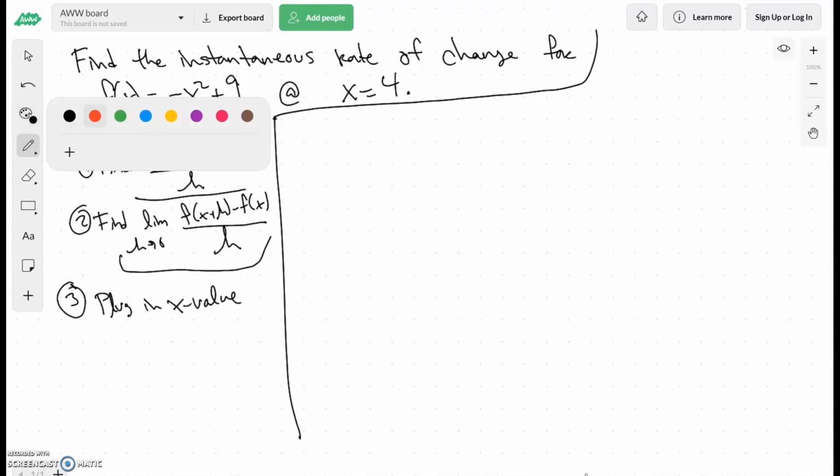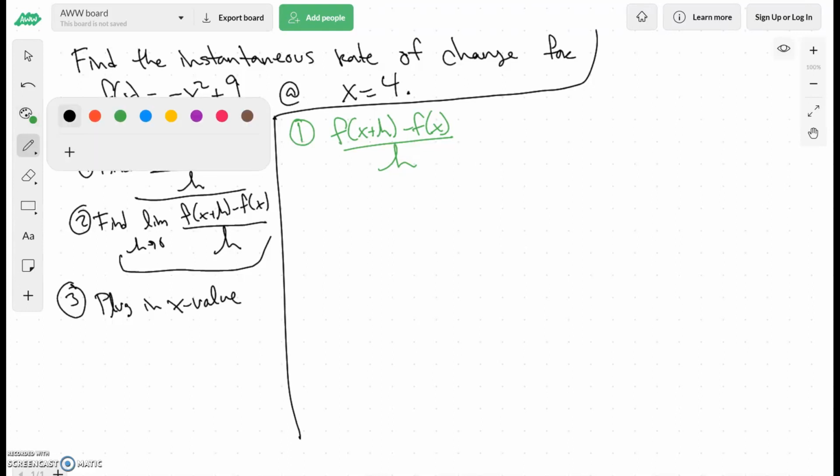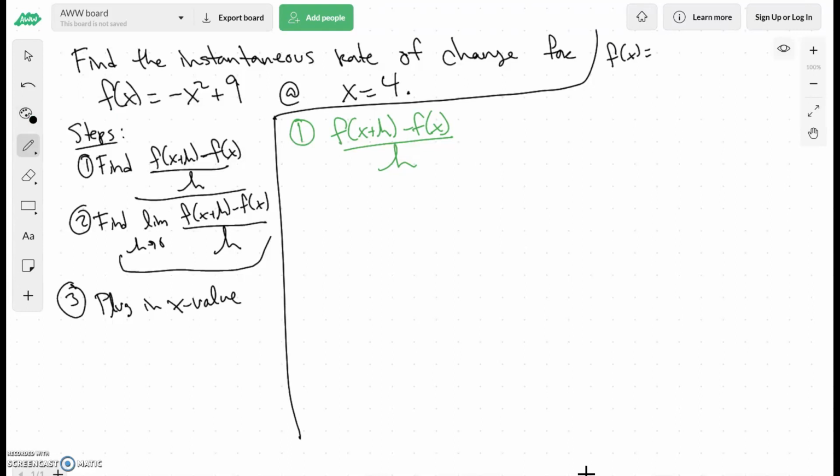Okay, so the first thing we want to do, let's do step number 1. I'll put that in green. The first step is that we want to find the difference quotient, f of x plus h minus f of x, divided by h. Now notice here that we already know some information. We already know what f of x is. f of x was just equal to negative x squared plus 9. That was already given to us.